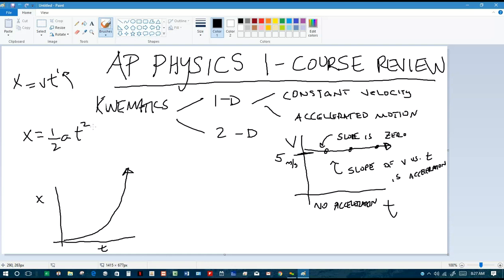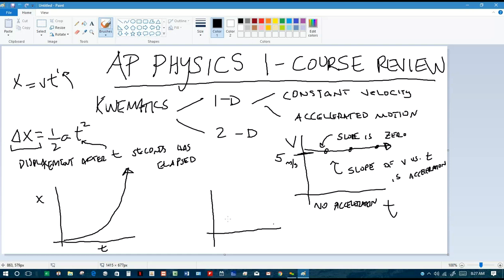That's a term that we use a lot over the course of the year. Right? And that x could really be considered a delta x, and the delta x really would be displacement after t seconds has elapsed. The reason we called it a constant acceleration is because acceleration is defined as how much your velocity changes per second.